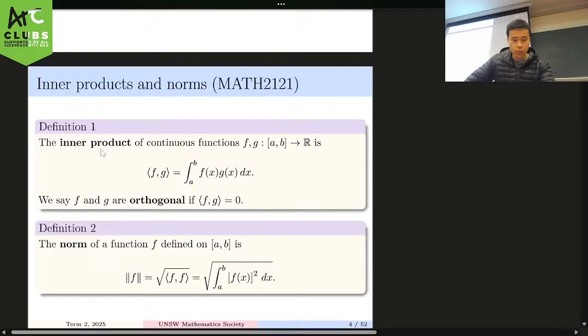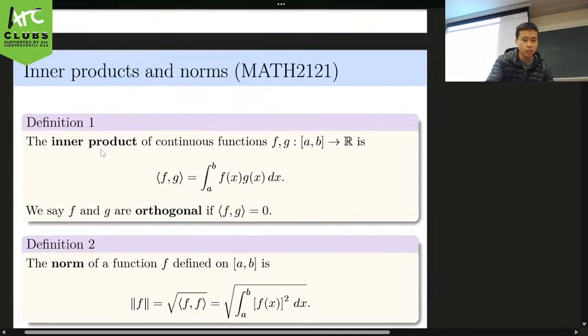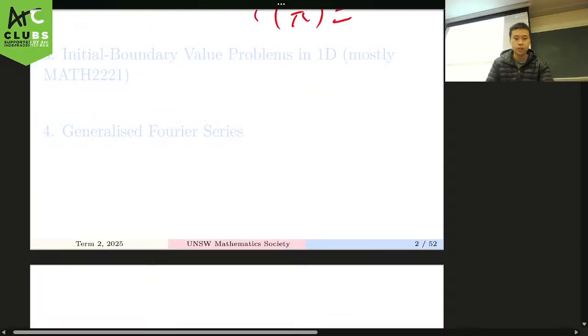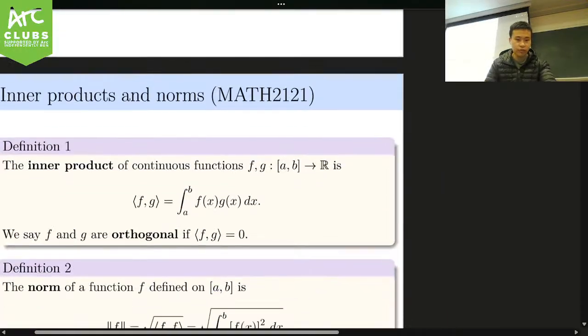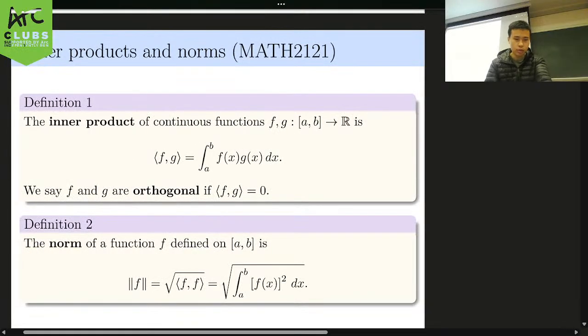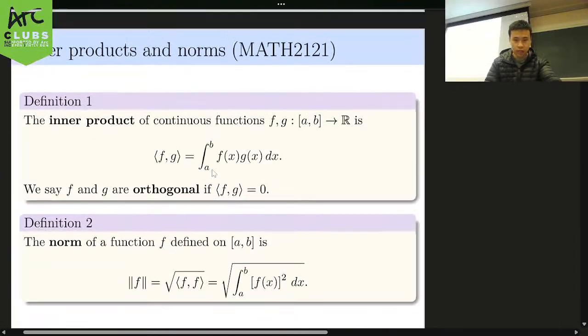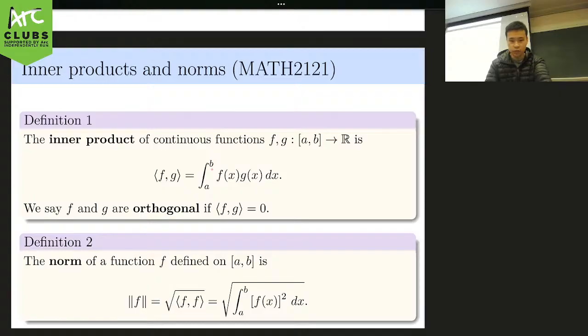So topic 3. We're going to have to define a bunch of definitions first. The first thing we're going to define is the inner product. The inner product is the generalization of the dot product, specifically for functions. The inner product between two functions is just going to be the integral of their product over some interval that we're going to define, so just a to b.